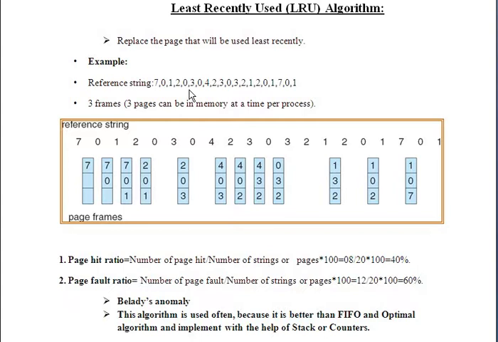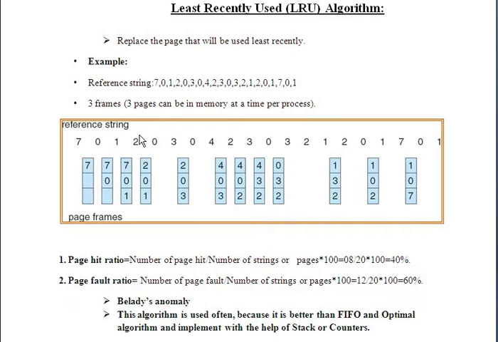I repeat, 20 strings or page numbers, then we have 3 frames. Initially, as we all know, all frames are free. First 7 will come and be accommodated, then 0, and then 1. So 7 0 1. After these 3 page numbers, the frames are full.